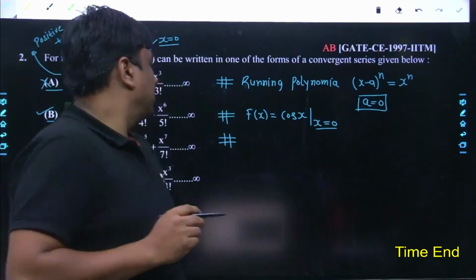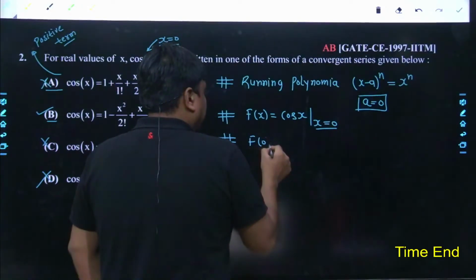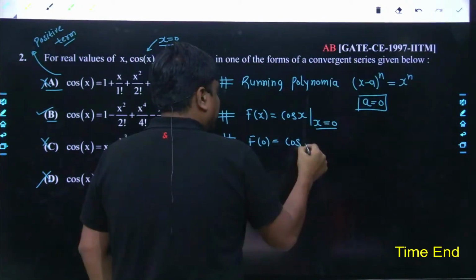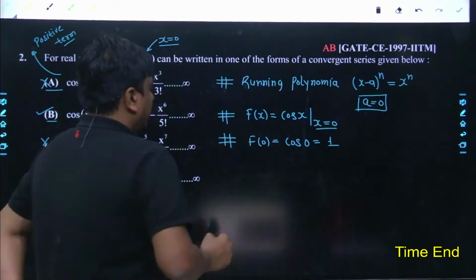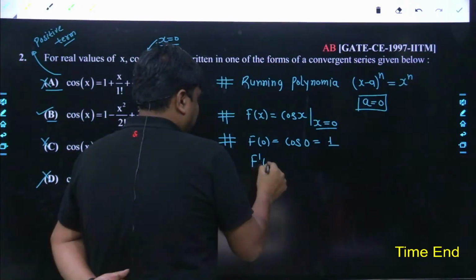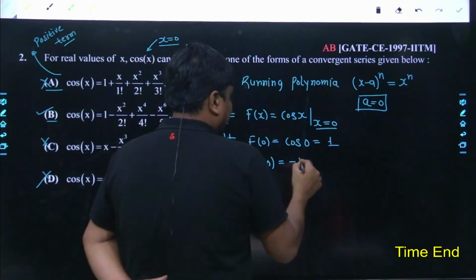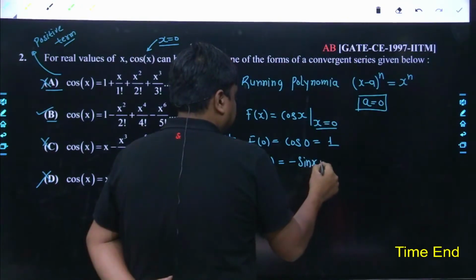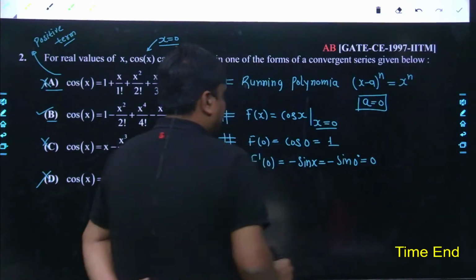So what will we do? We will calculate the important coefficients, beginning with f of 0. F of 0 means straight away x is fed as 0, and the value is simply 1. We will take its first derivative, which is also required for the Maclaurin series. The differentiation of cos of x gives minus sine of x. I feed x as 0, and the worth is simply 0.